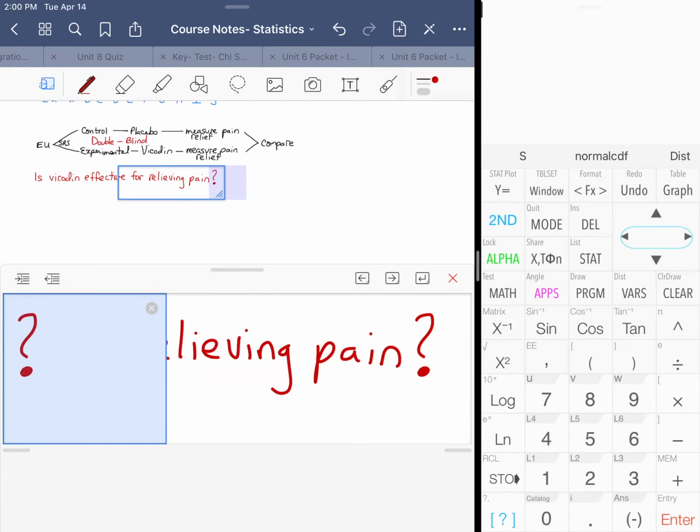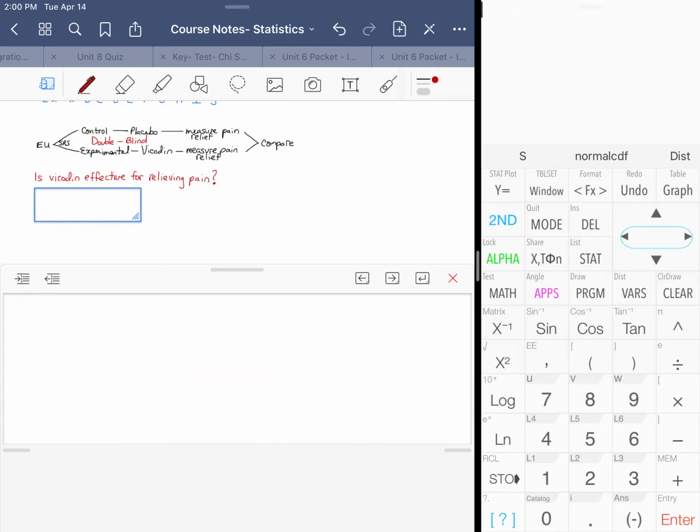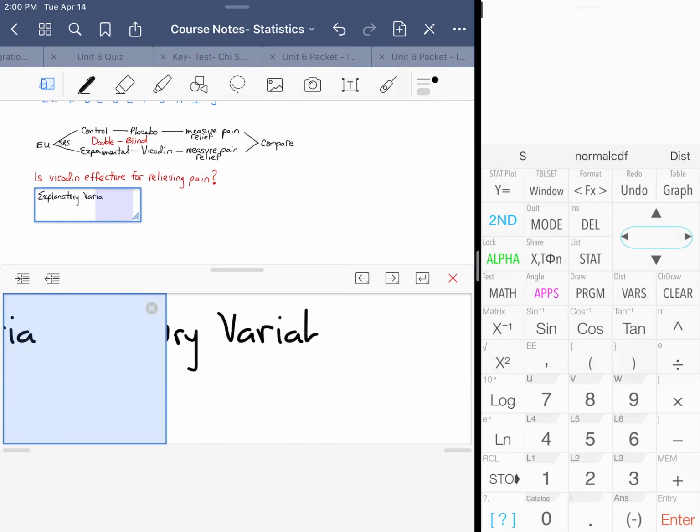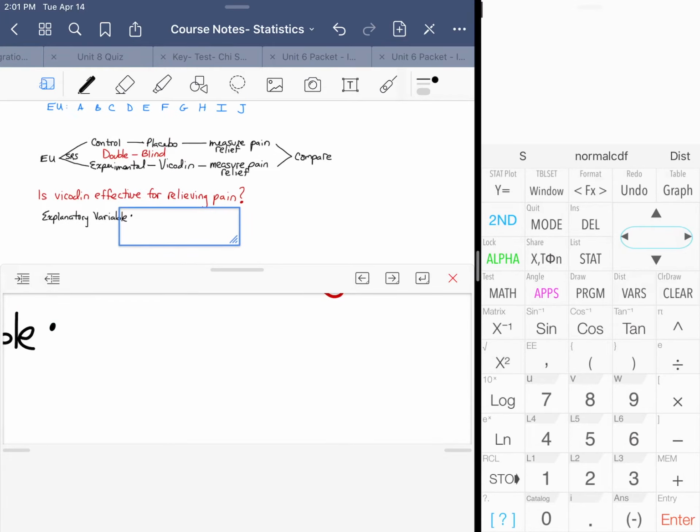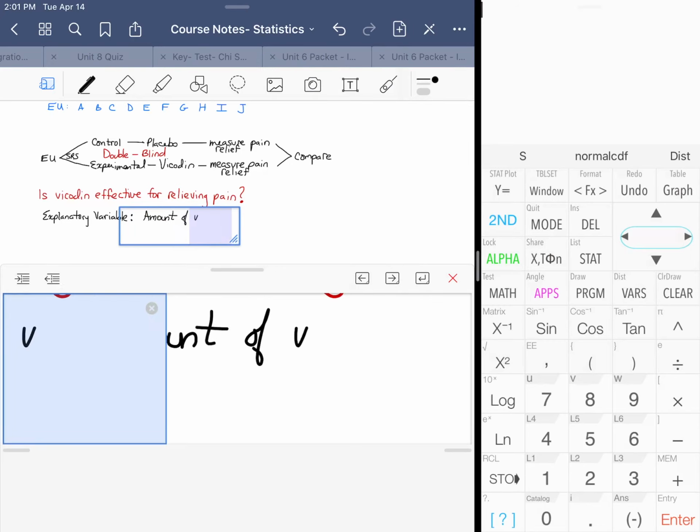Explanatory and response variables, that's already been addressed, but let's be a little bit more explicit. So the explanatory variable. Explanatory and response variables are our input and output variables. So I'm going to input something and hope to get a result as an output. So amount of Vicodin.